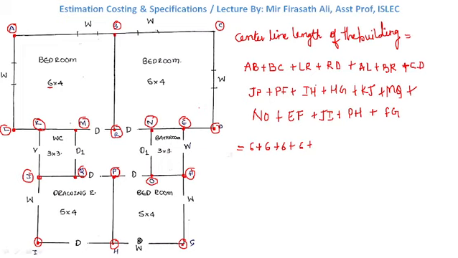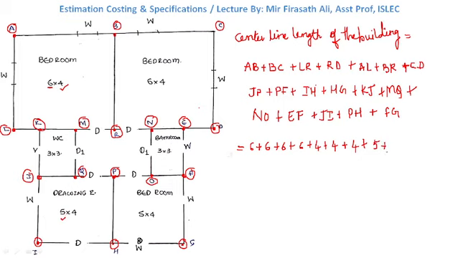Now, which length do we have? AL. What is the length of AL? It is 4. So, 4 plus 4 plus 4. AL is 4 plus BR is also 4 plus CD is also 4. Okay, this part is completed. Now, go for JP. What is the length of JP? JP length is 5.